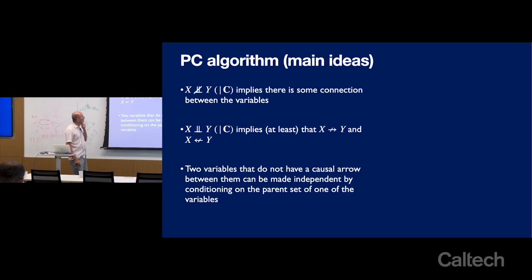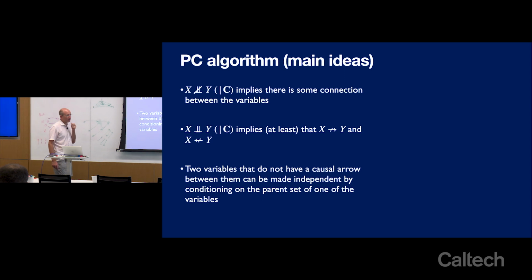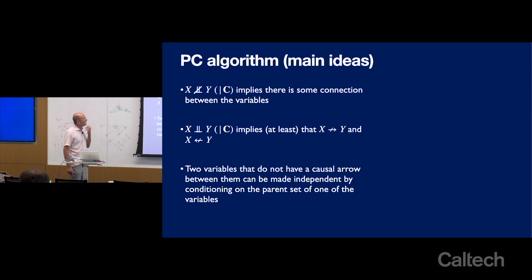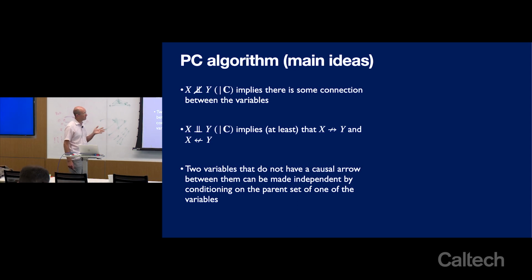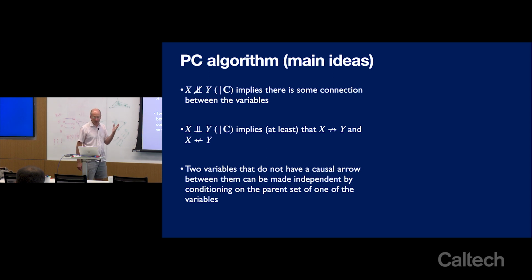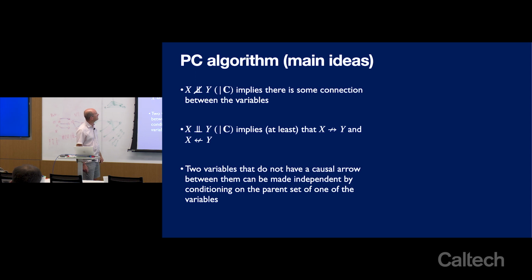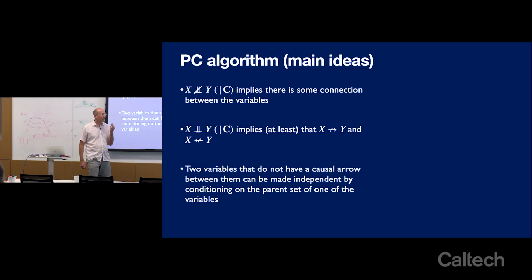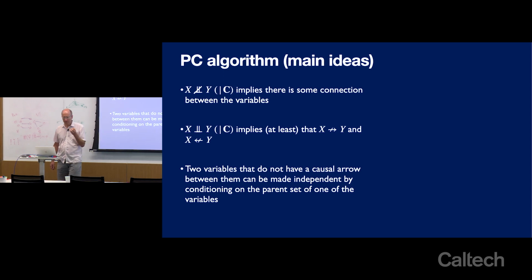OK, so one of the most widely used and simplest algorithms for doing causal discovery is the PC algorithm. PC, I believe, refers to Peter and Clark, who are Peter Spirtes and Clark Glymour, who invented this algorithm. It might also refer to partial correlation, but I'm not quite so sure about that. Whatever it is, it goes by the name PC algorithm. And there are basically three ideas that underlie the PC algorithm.